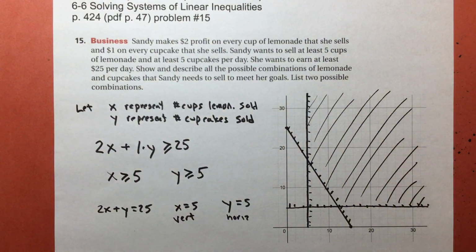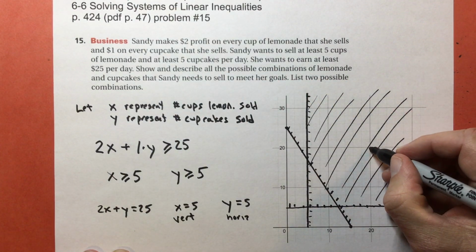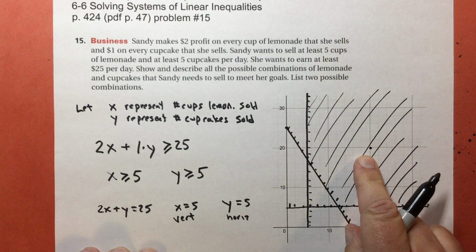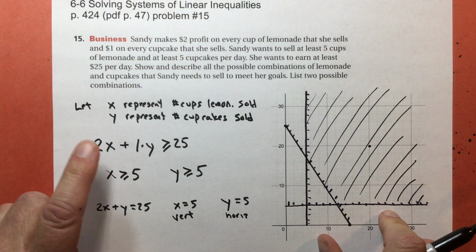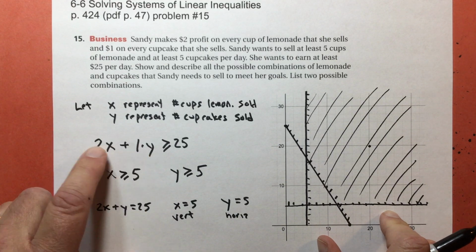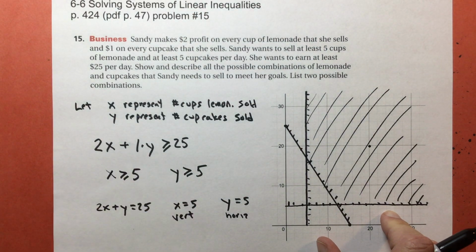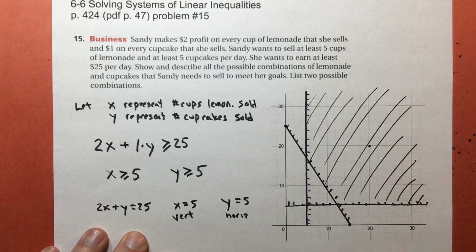And that is going to represent the number of cups of lemonade and the number of cupcakes that's going to meet her requirements. And you can try different things. Okay, it says list 2 possible combinations. So I could list 20 cups of lemonade and 20 cupcakes. All right. Her profit would be $40 plus 20, $60 is more than 25, so that's good, right? And both of them are greater than 5. And then you can pick anything else over in this area.